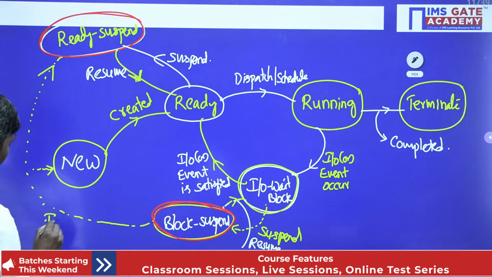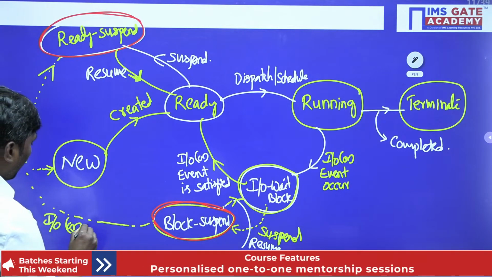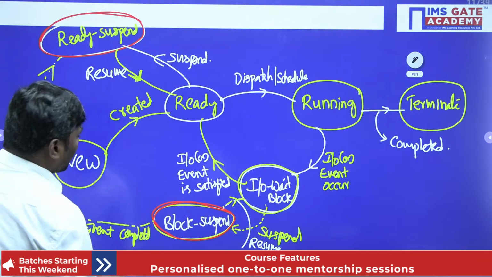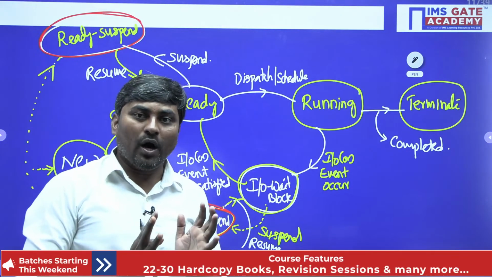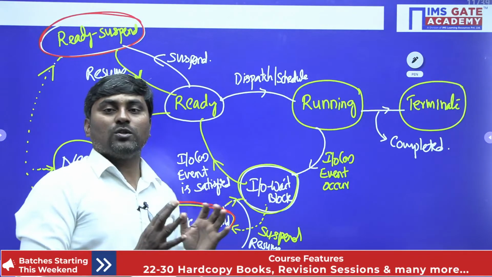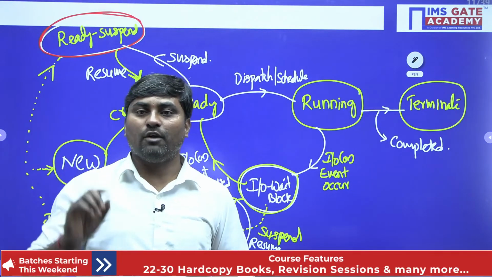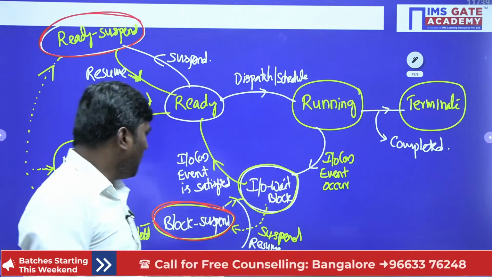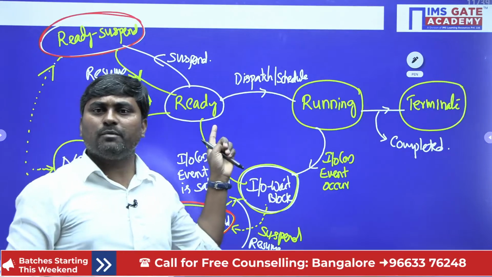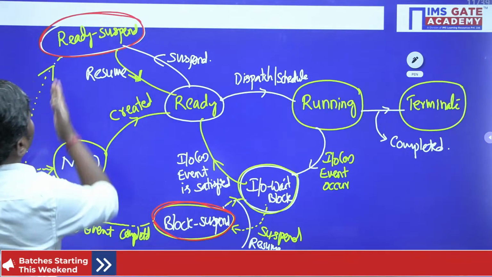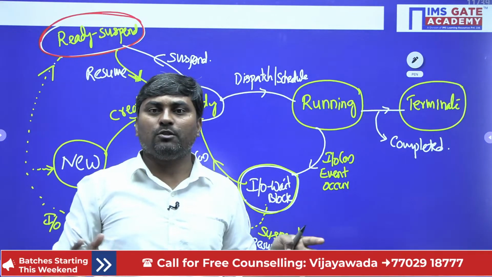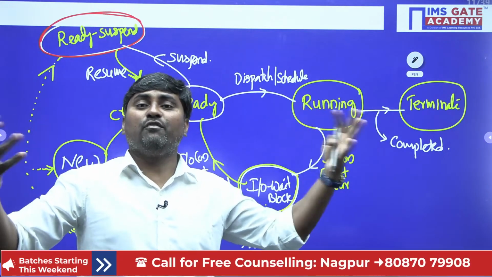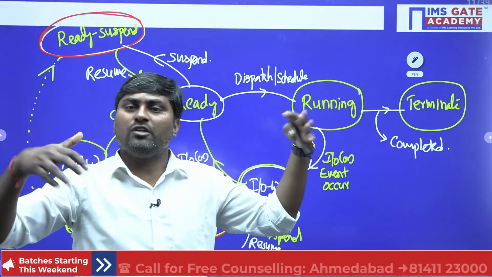So whenever the IO or event is completed, the processes in the blocked suspend state finish the IO in parallel. Once the IO activity is over, the process has to go to the ready state, but directly we won't send it to the ready state because the ready state might be full. So we have to send it into the ready suspend state. In the ready suspend state, the processes are in secondary memory, just waiting for execution as soon as they are loaded.